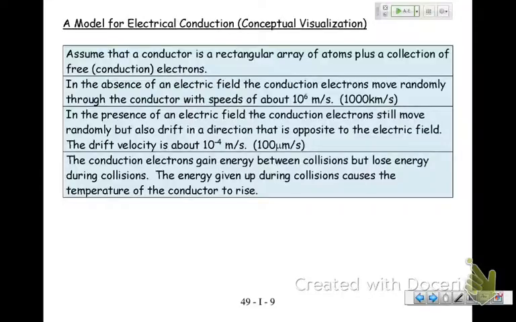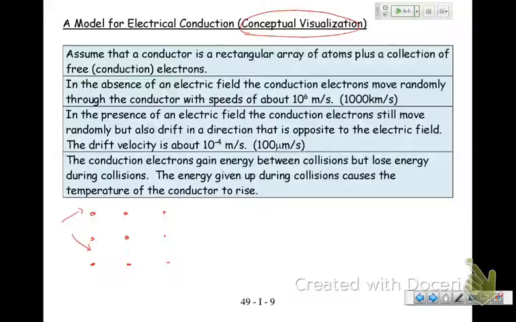Let's talk about a model of electrical conduction. And we're going to do a conceptual visualization. So we say, assume that a conductor is a rectangular array of atoms. So what that means is it's basically in 3 dimensions. I'm going to draw 2 dimensions, but it's like that, plus a collection of free electrons. So here's some free electrons whizzing around.